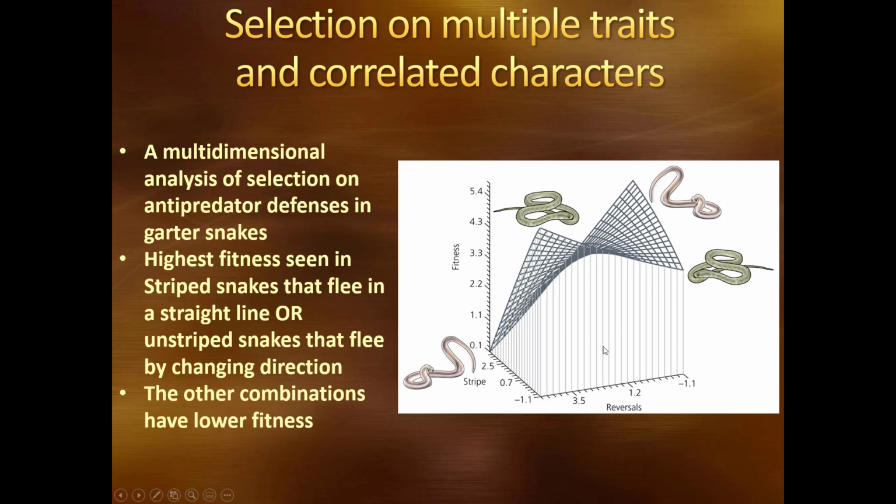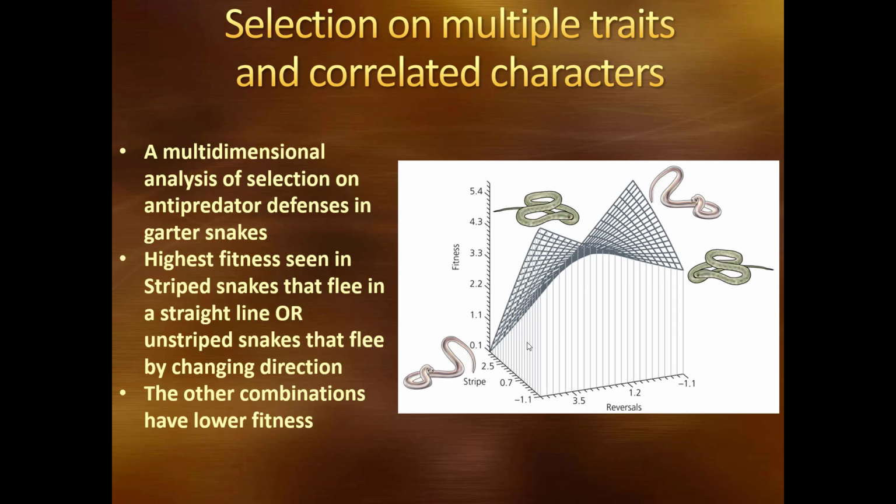This is looking at an example of that. If you look at fitness, you're seeing right up here sort of the peak fitness. So this is looking at a multi-dimensional analysis of selection when you're looking at anti-predator defenses. So think about it this way.